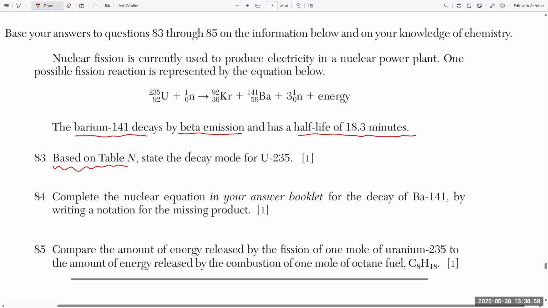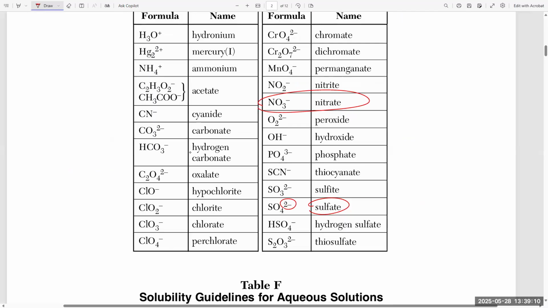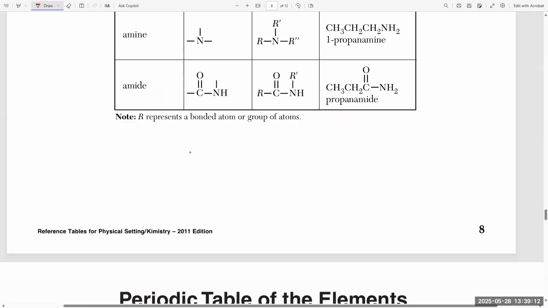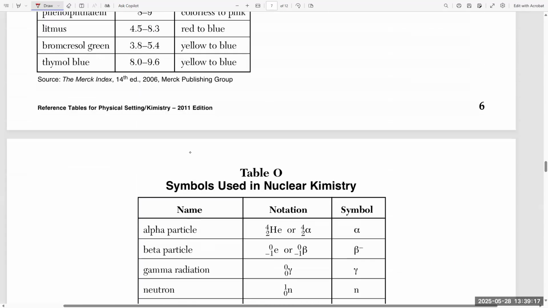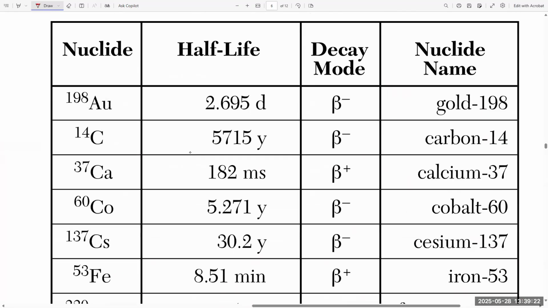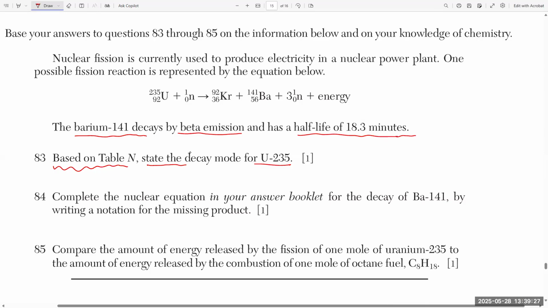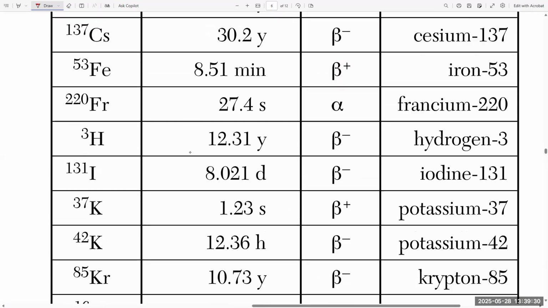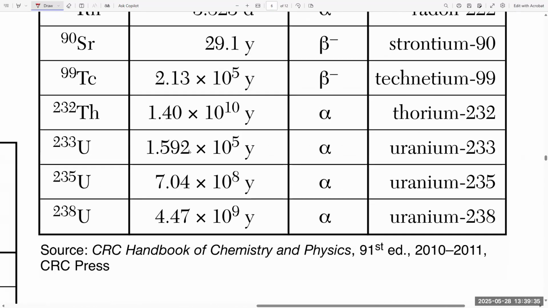Based on table N, speaking of, state the decay mode for uranium-235. You should not get this wrong. Why? Because they're literally asking you to go read a chart. So let's go read this chart. Table N. Let's go to table N, which is right here. They want the decay mode of uranium-235. Let's keep scrolling.